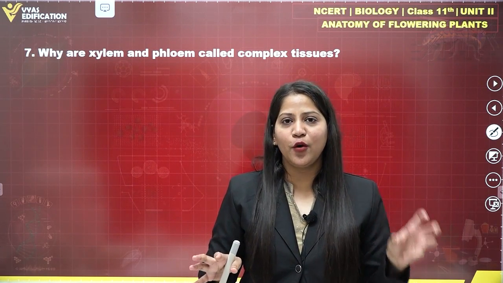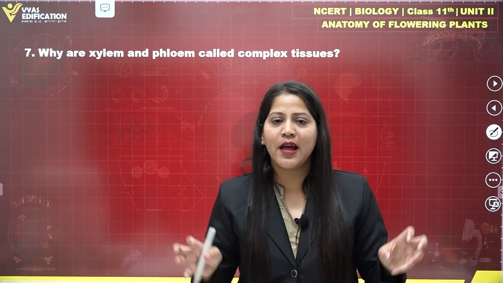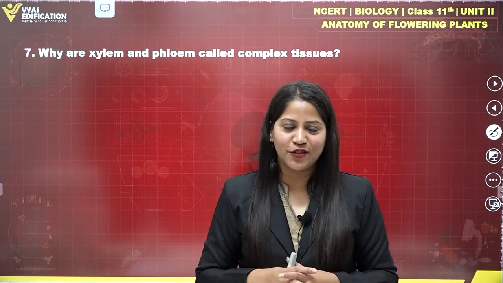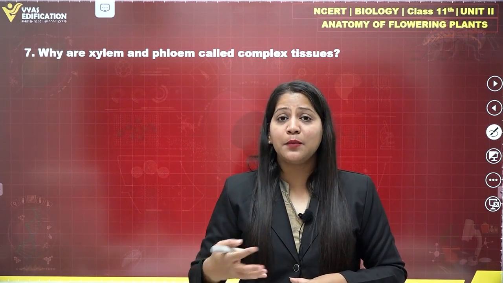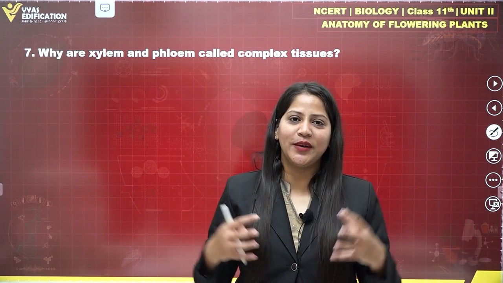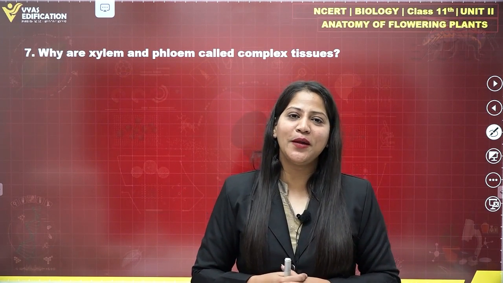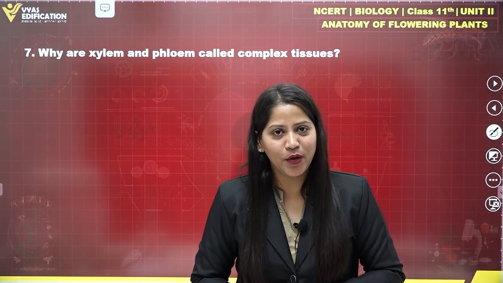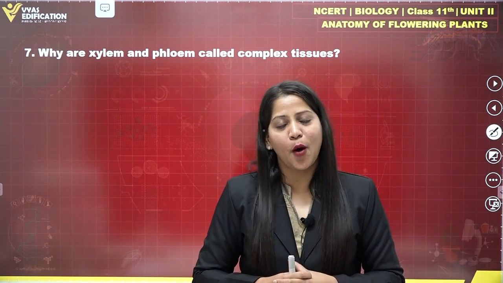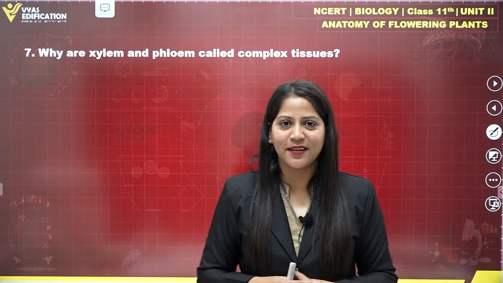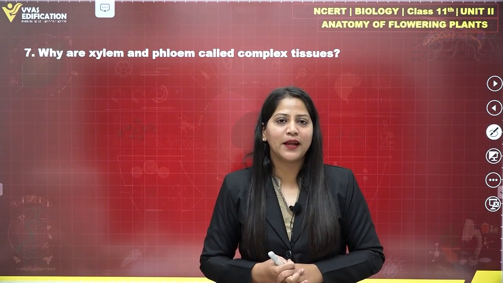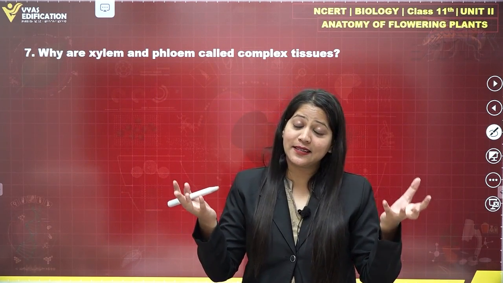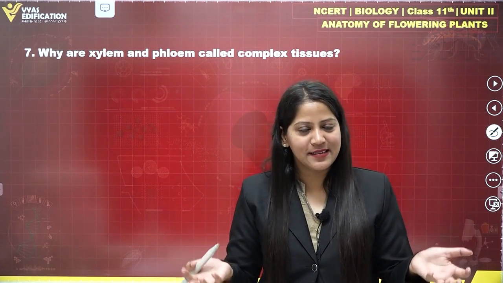Xylem tissue and phloem tissue are two different tissues and are totally different from each other, but present in a plant. Xylem conducts water from roots to leaves, whereas phloem tissue transports food from leaves to other parts of a plant. So this is why xylem and phloem are known as complex tissue. The answer is simple, that these are made up of different kinds of cells.